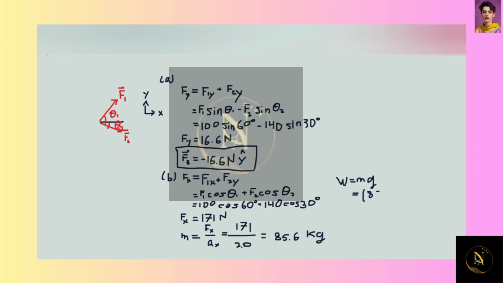It's 85.6 multiplied by 9.81 meters per square second. And then at the end of the day, I get 840 newtons is the weight of that cart.